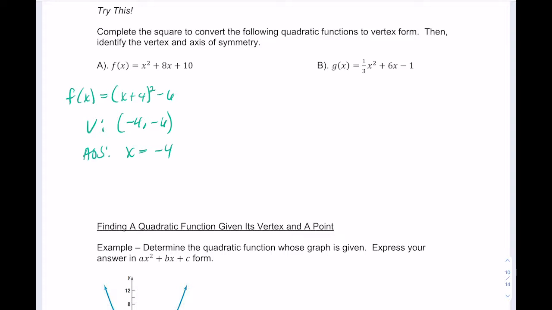g of x, okay, this is the one that I'll work out with you all. So again, your a is 1/3. It's got to be 1 to complete the square. So we're just going to factor 1/3 out. And 1/3 divided by 1/3 is 1x squared.